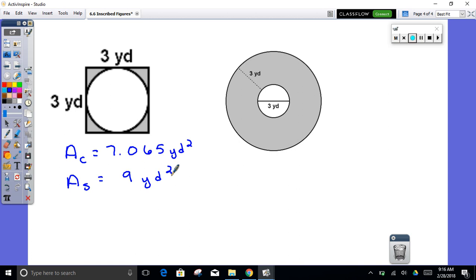And then for the shaded region? The shaded region is just what's left after you take away the circle. So if you start with the square, subtract the circle, does anyone have their answer for that? Elena? After rounding, I got 1.9. 1.9, good. You get 1.935 square yards, and it would be correct to round it to 1.9. If you rounded it to the nearest hundredth, you would need 1.94.